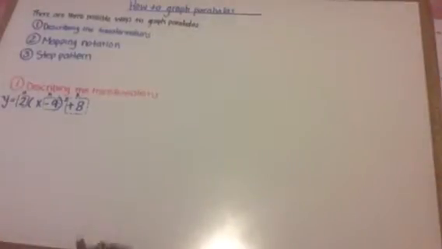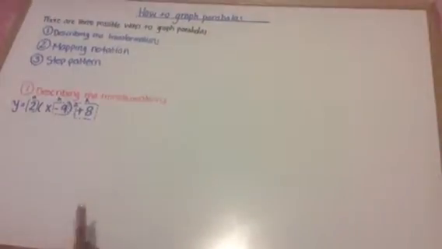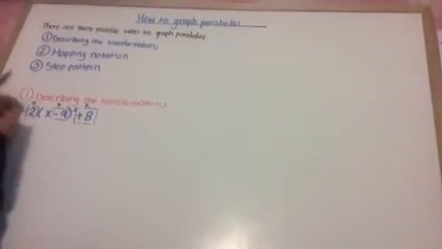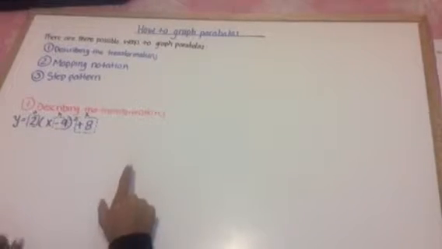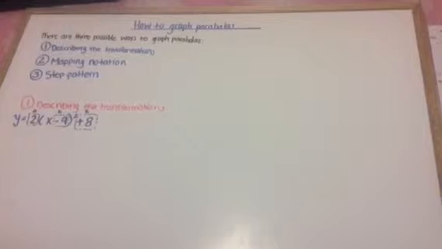So today we're going to learn about how to graph parabolas. There are three possible ways to graph parabolas, but the first thing before graphing is describing the transformations. As previously learned, we learned how to describe transformations by identifying the A, H, and K values.